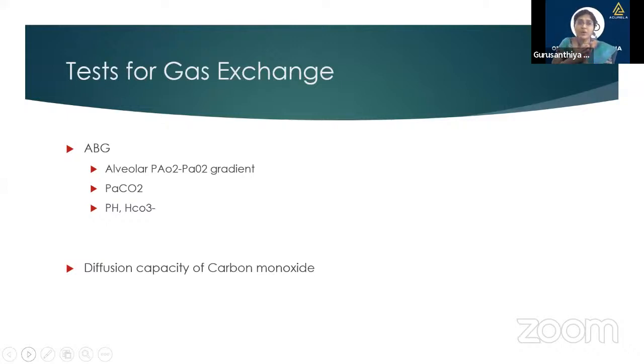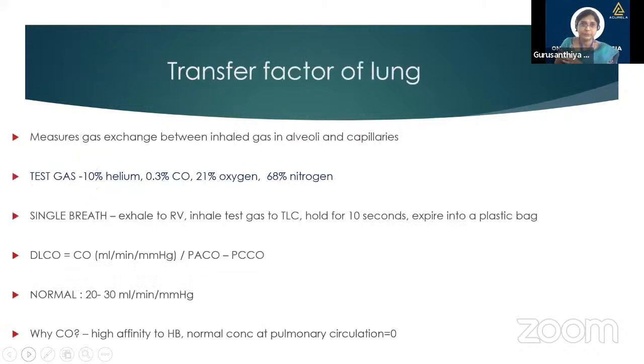You see the alveolar oxygen minus the arterial oxygen, as we have seen in the previous class. If the diffusion across the membrane is all right, then the value is going to be all right. The ABG also reflects the ventilatory property of the lungs, which is the carbon dioxide, and also the biochemical properties like determining the pH and the metabolic component, which is the bicarb. Then comes the diffusion capacity of carbon monoxide.